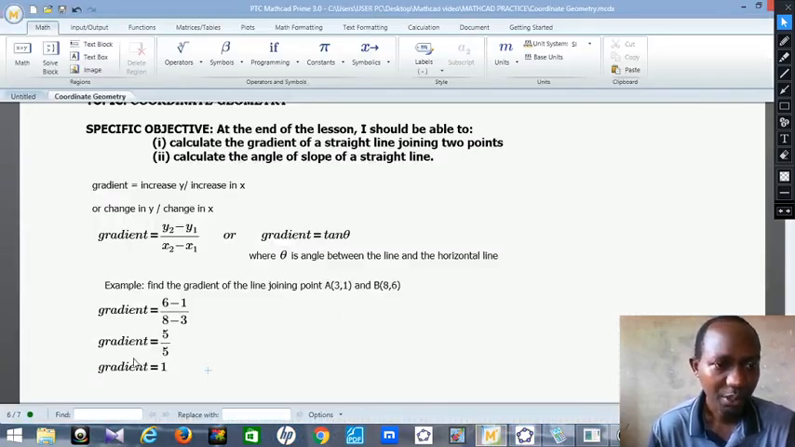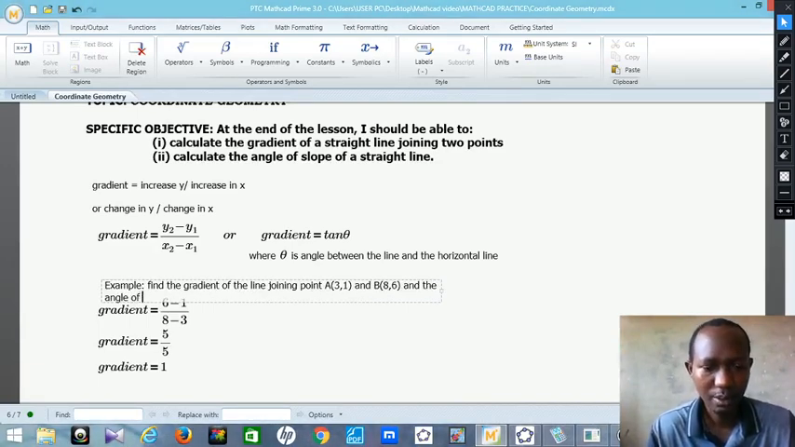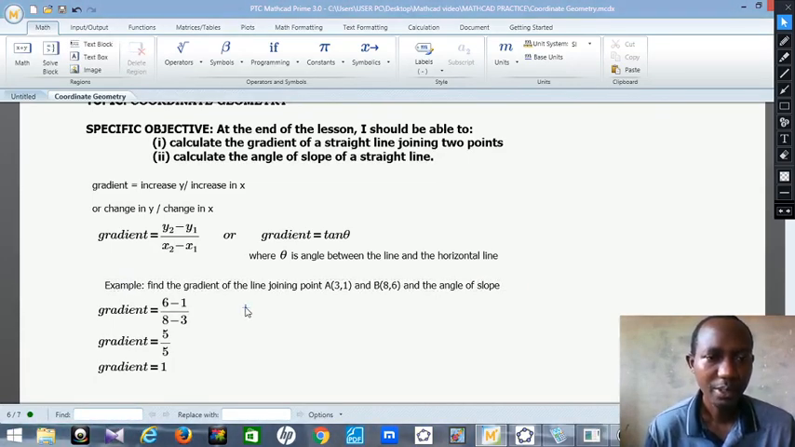Or let me use this. Since I know that gradient is 1, a question can say find the gradient of the line joining point A and B and the angle of slope. You can ask a question like this. I can tell you to find the angle of slope and the gradient. So if I want to get the angle of slope now, this is the formula we use, where theta is the angle between the line and the horizontal, and this is the angle of slope.